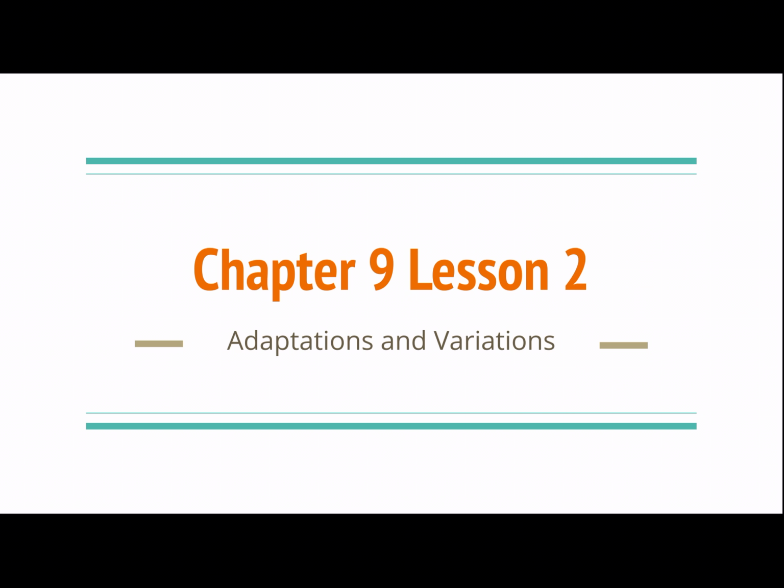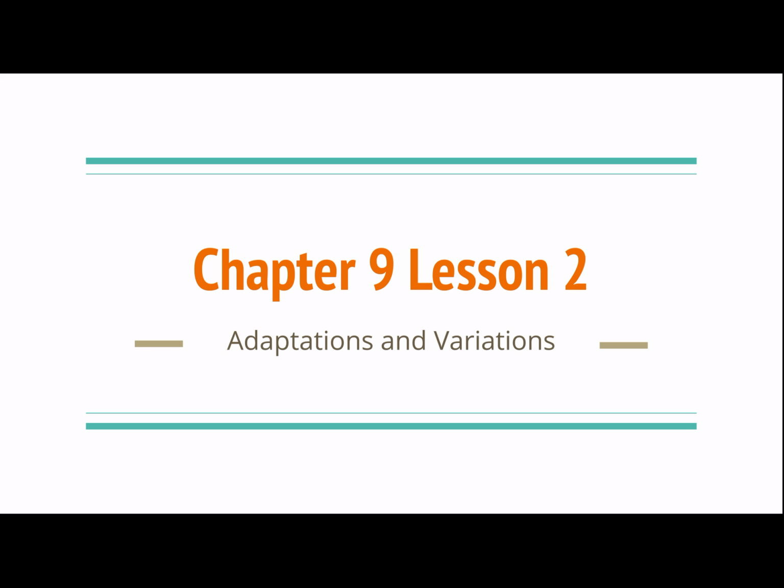Good evening, students. Today we're in Chapter 9, Lesson 2, Adaptations and Variations. When we left off, we had just finished talking about space, food and water, and everything else that goes with lowering what can limit population growth, such as the climate, space, food, and water. So in Chapter 9, Lesson 2, we're building upon that, talking all about adaptations and variations.